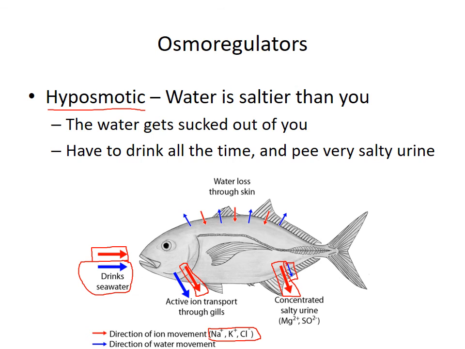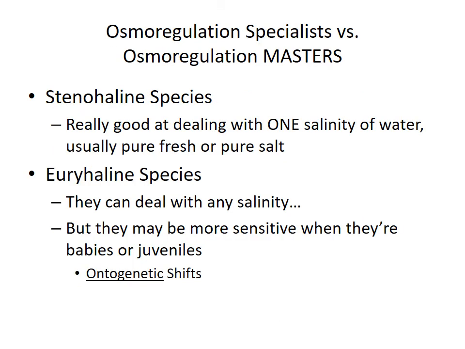Okay, so there are many organisms that can do one or the other, that can deal with living in salty water, that can deal with living in fresh water. And those are what we call stenohaline species. So steno means like narrow. So stenohaline means you can deal with a narrow range of salinity conditions.